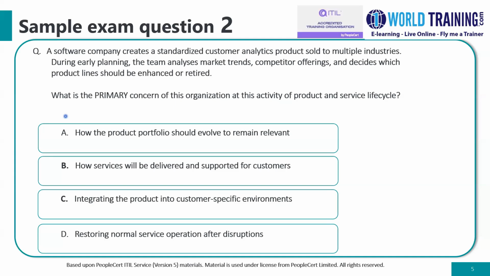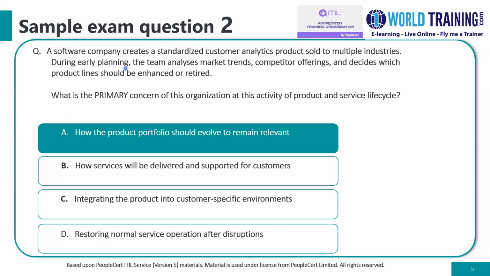So for this question, you need to recollect the purposes of the 8 lifecycle activities, beginning with discover, ending with support. So choice A, how the product portfolio should evolve to remain relevant, that is correct because the question describes the early planning activities such as analyzing the market trends, competitor offerings, and which product lines should be enhanced or retired. Therefore, this is aligning with the portfolio level concerns in the discover activity. It is about which products to keep, create, or retire.